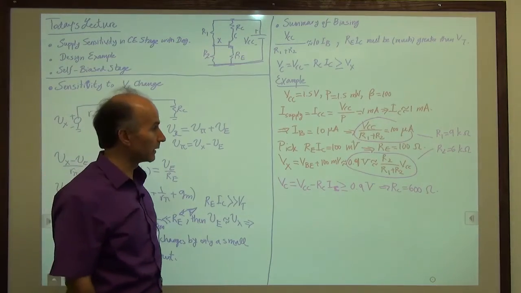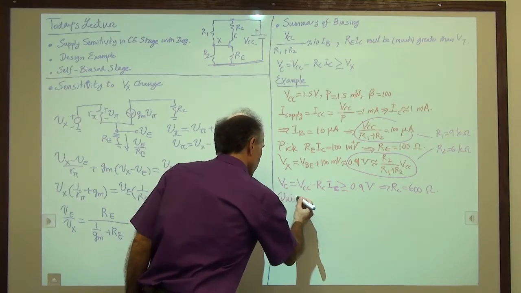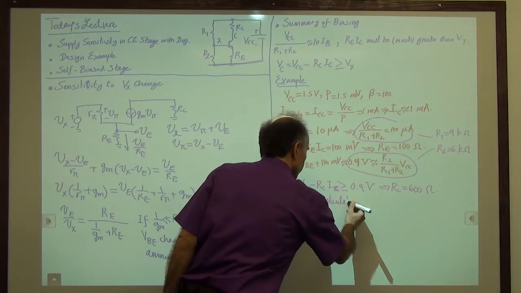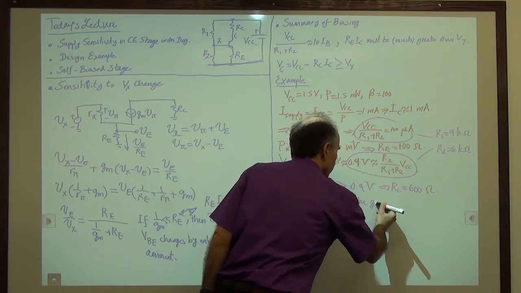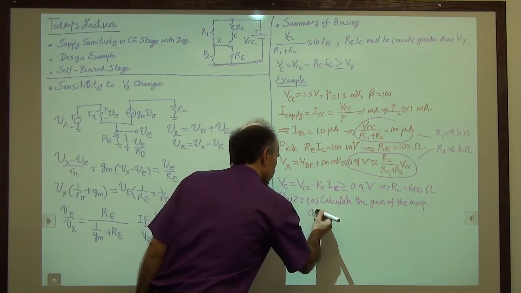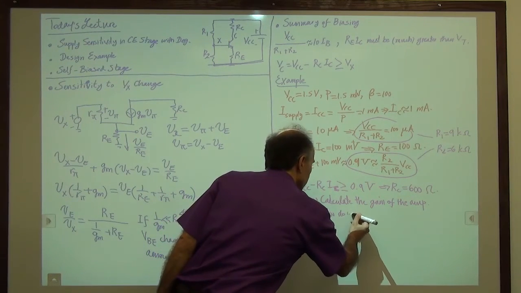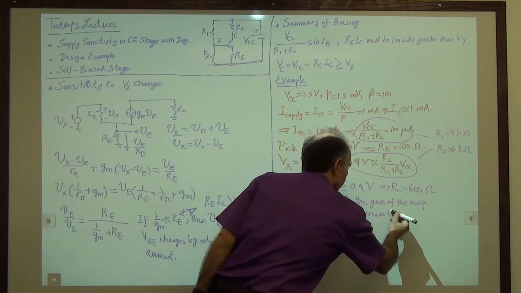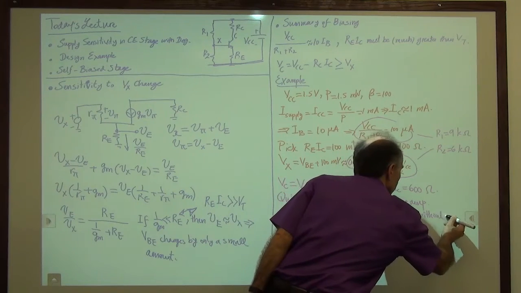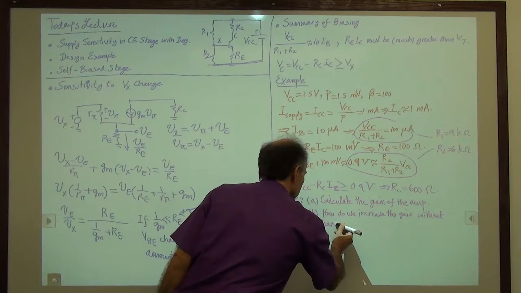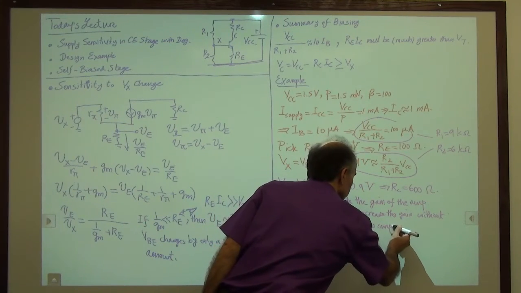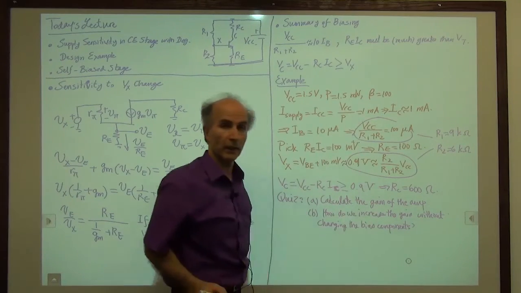I have a little quiz for you. So here's our quiz of the day. It has two parts. Calculate the gain of the amplifier, and how do we increase the gain without changing the bias components. All right, I'll give you 90 seconds to think about that.